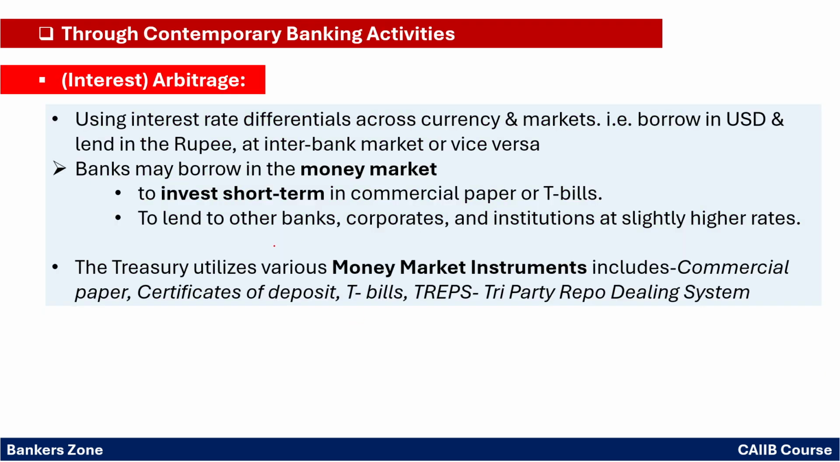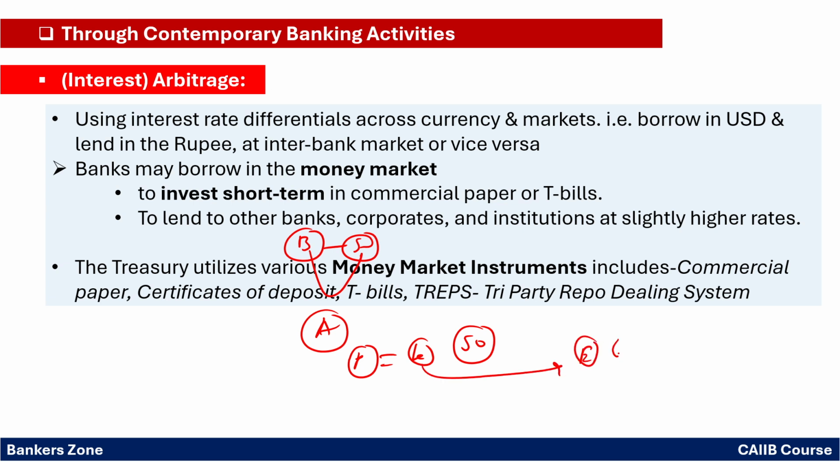Now see, the contemporary banking activities are what banks are currently following to earn more profit. First is interest arbitrage. What is arbitrage? Arbitrage means simply buying at one place and selling at another place. It is called arbitrage. Right? For example, you purchase potatoes from Kochi at say 50 rupees per kg and you sell them in Ernakulam at 60 rupees per kg. So you are doing arbitrage.